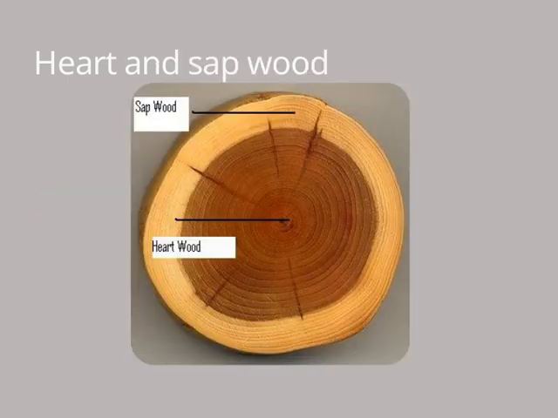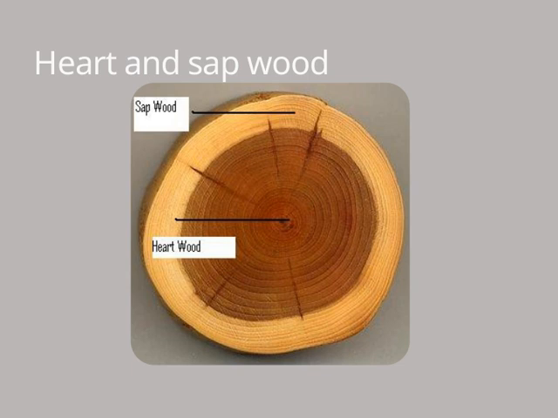Let's take a closer look at the structure of a tree, specifically focusing on the heartwood and sapwood. The heartwood is the central, often darker part of the tree. It provides structural support and is rich in resins and chemicals that help protect the tree from decay and pests. Meanwhile, the sapwood surrounds the heartwood and is responsible for transporting water and nutrients from the roots up to the leaves. It's usually lighter in color and more active in the tree's life processes.